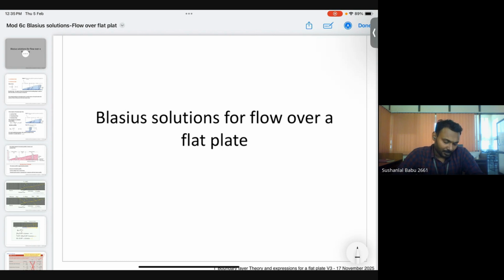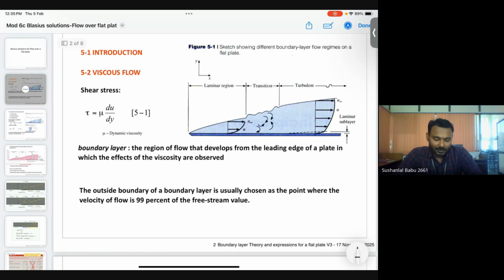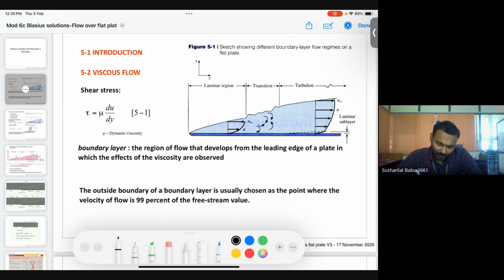While discussing the boundary layer, we have discussed the formation, the reason for the formation of the boundary layer, then the boundary layer thickness, velocity gradient, shear stress, and different flow regimes: laminar, turbulent, and at the same time transition. So here you can see the formation of the boundary layer over the flat plate.